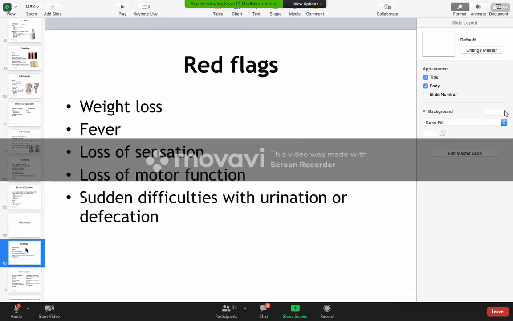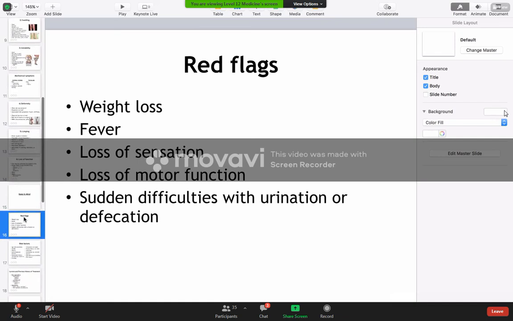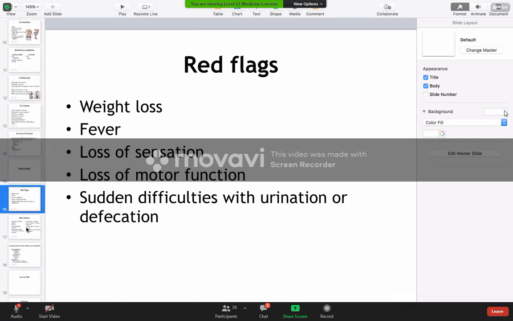So always keep in mind some important red flags like weight loss, fever, loss of sensation, loss of motor function, sudden difficulties with urination or defecation. That usually indicates something more serious like infection or tumor or cauda equina if you're having low back pain with loss of sensation or difficulty in controlling the sphincters.